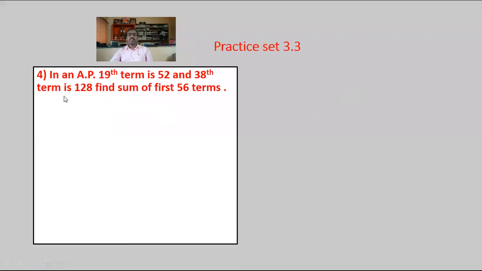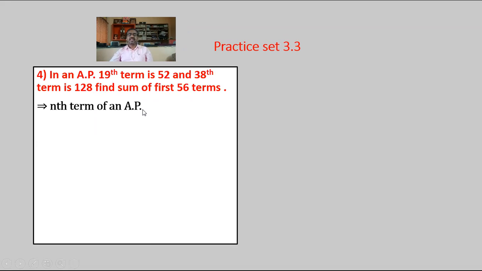Problem number 4 in practice set 3.3. In an arithmetic progression, the 19th term is 52 and the 38th term is 128. Find the sum of the first 56 terms.